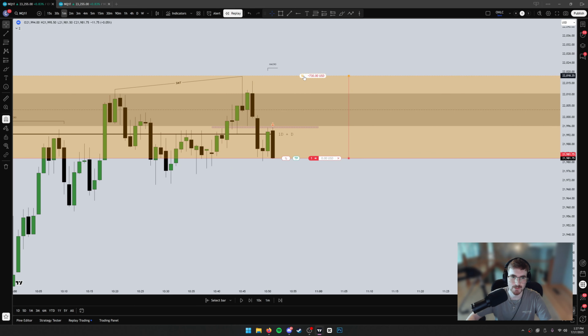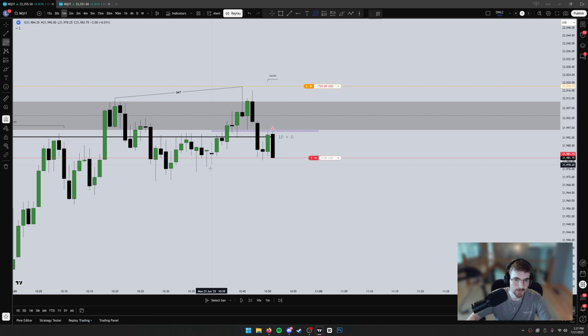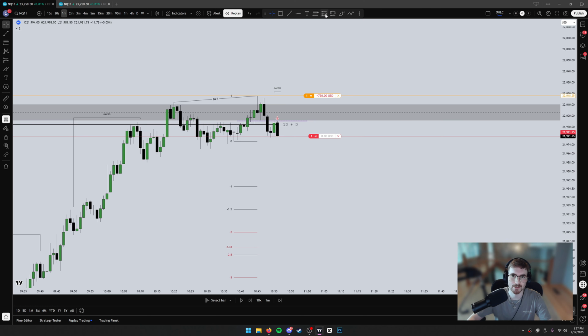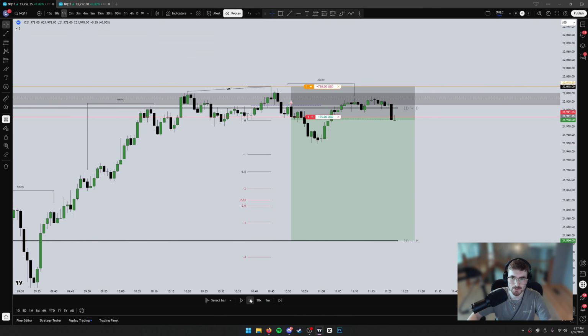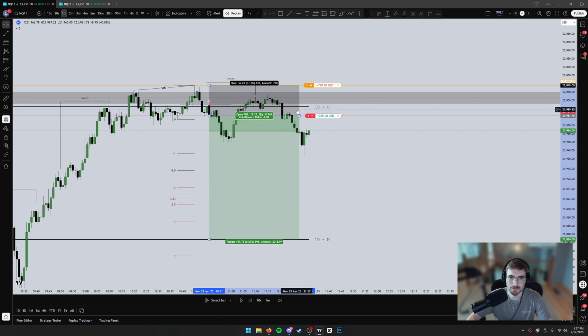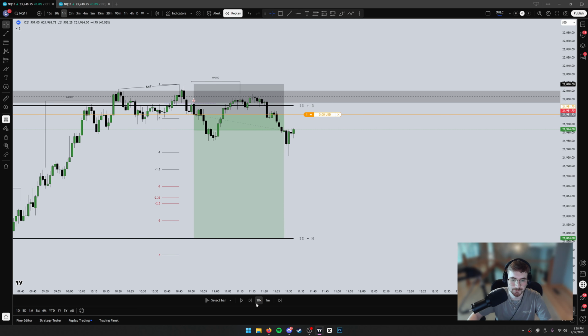Our stop goes above this high. Our standard deviation is going to go all the way at this low right here. We're going to go break even at -1 and target our bearish manipulation level. Still respecting that 15-minute gap. There's -1. Now we can go break even. Let's see if that plays.